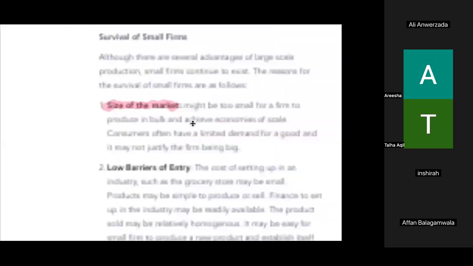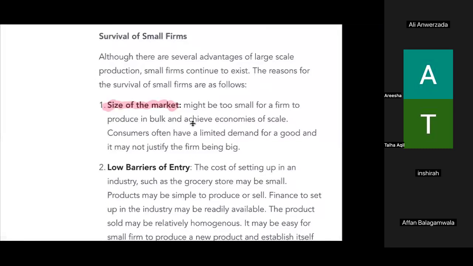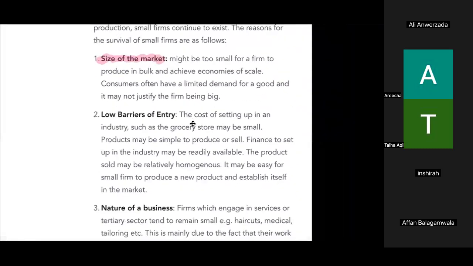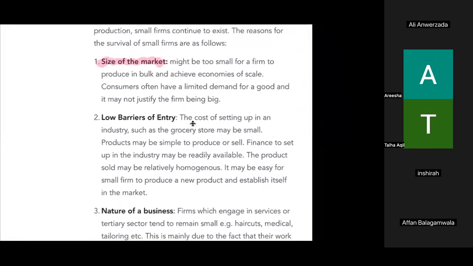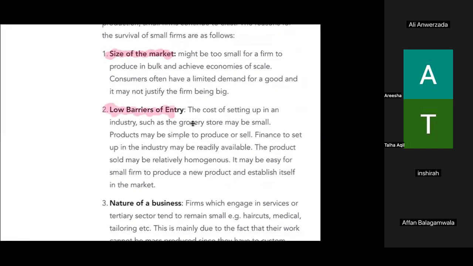Okay, guys, you could also stay small because firms are small in a market where there are low barriers to entry. If the barriers to entry are really low, you can easily enter the industry. That would be another possibility where you may have small firms.